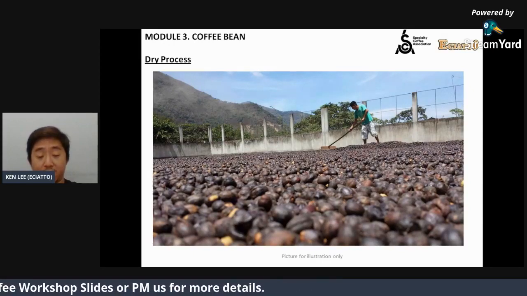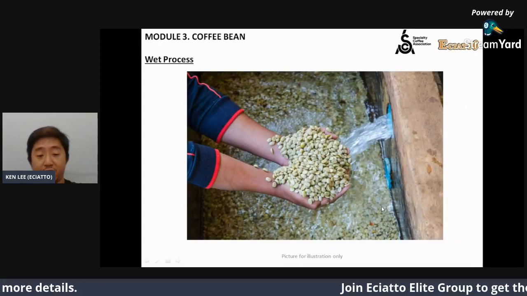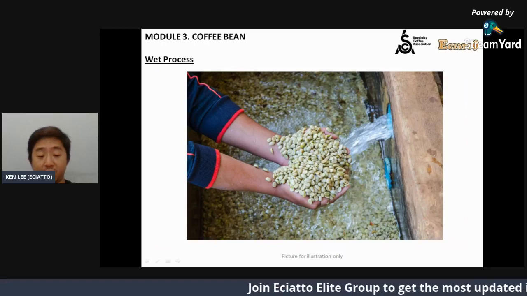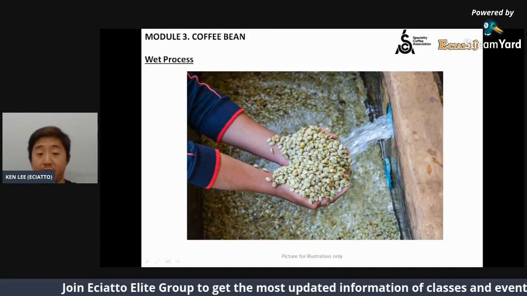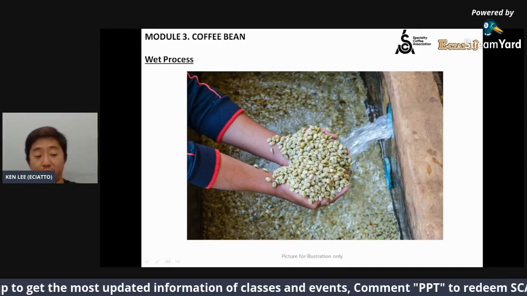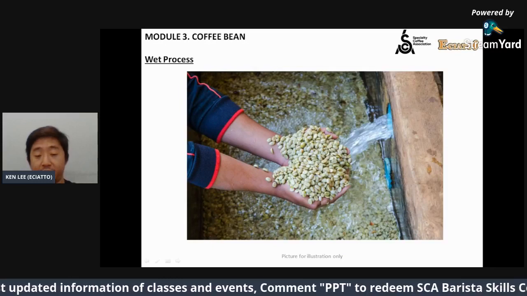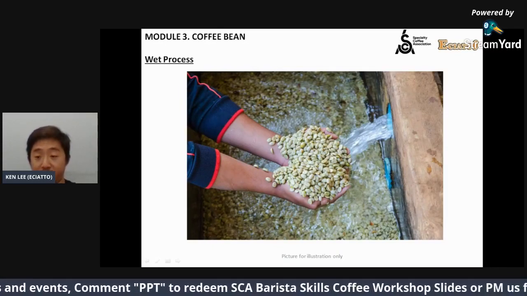So other than the natural dry process, what other type of process do we have? Wet, or wash. This uses a lot of high volumes of water. After the cherry has been picked, it goes through the pots, fermentation, keeps cleaning and washing, and only at the end do we dry it.